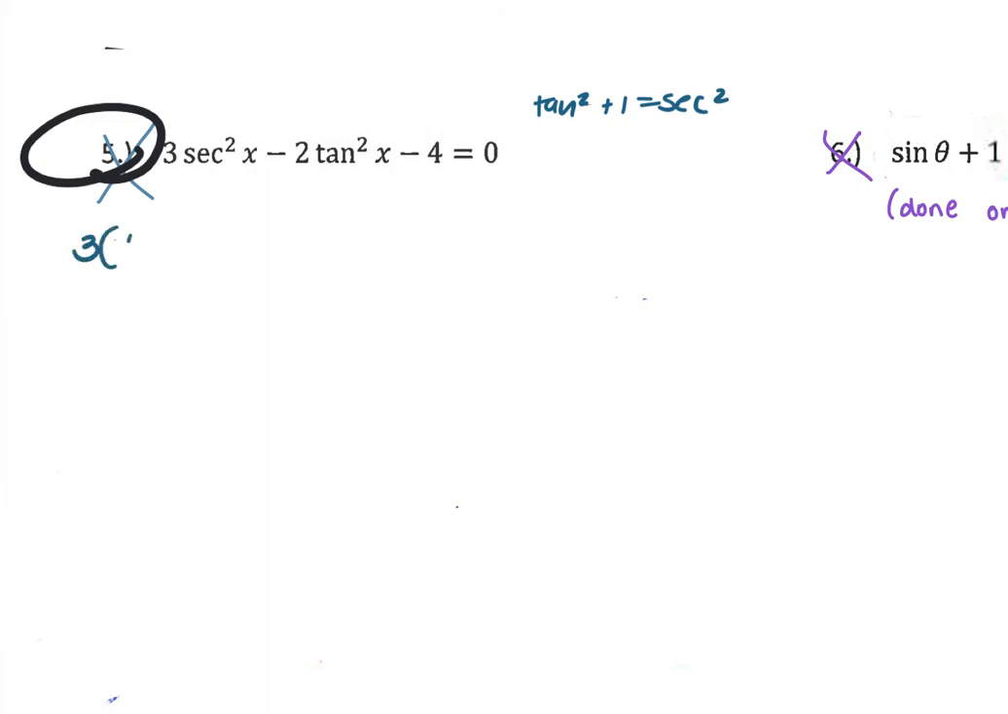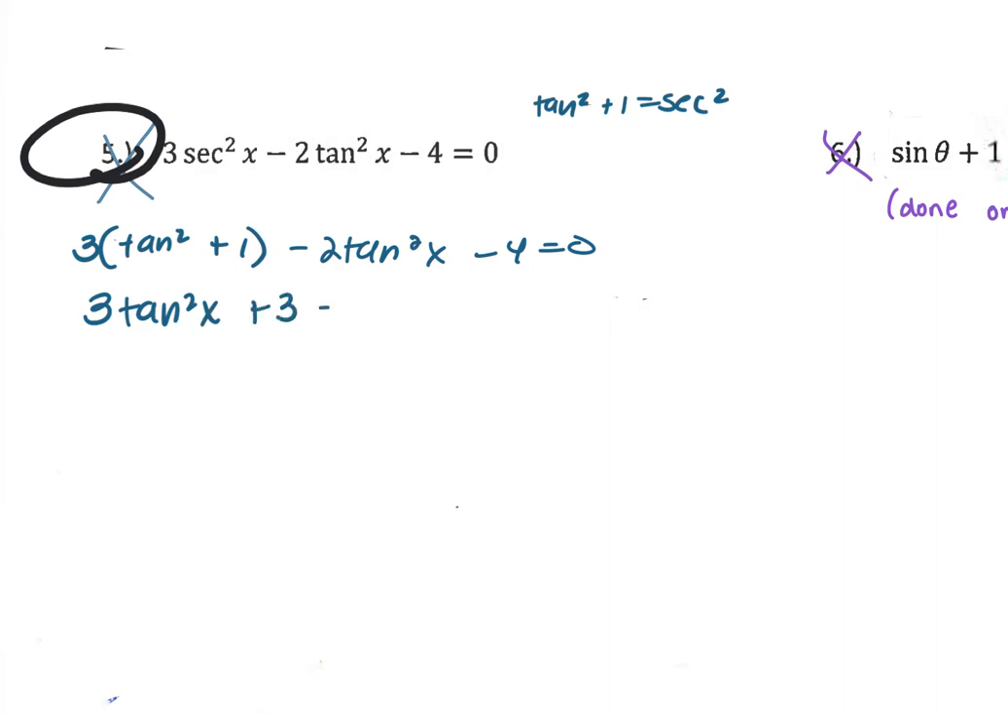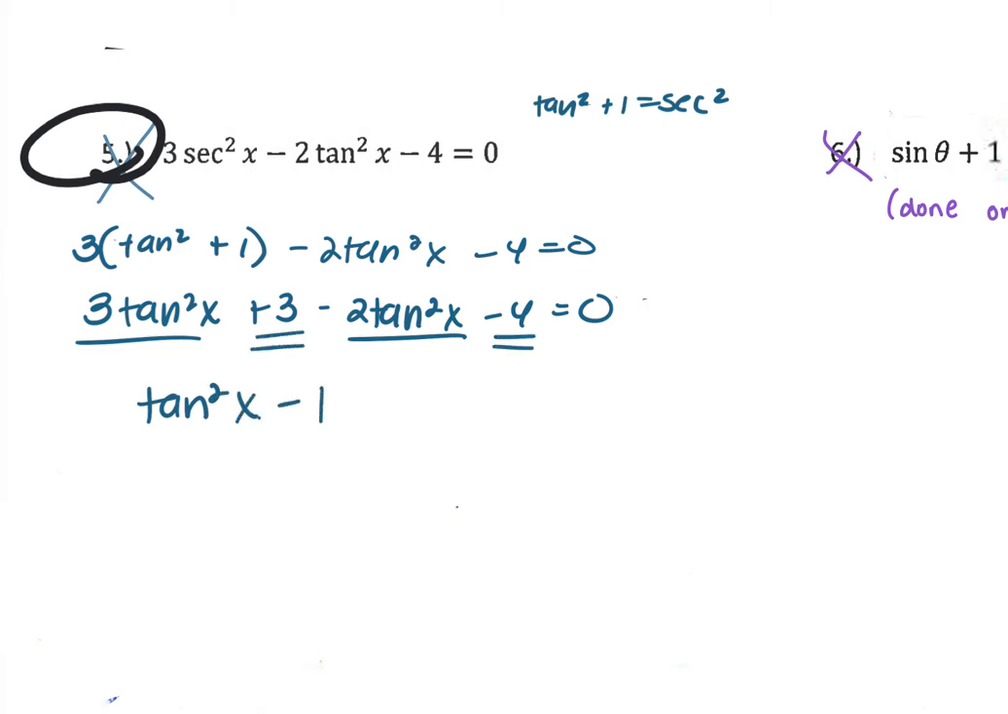Okay, so 3 times tan squared plus 1 minus 2 tan squared x minus 4 equals 0. Distribute, so 3 tan squared x plus 3 minus 2 tan squared x minus 4 equals 0. Combine your like terms: there's 2 tan squareds, 3 minus 2 is just 1 tan squared x. Positive 3, negative 4, which would be minus 1, equals 0. Add the 1 to the other side, and I get tangent squared x equals 1.